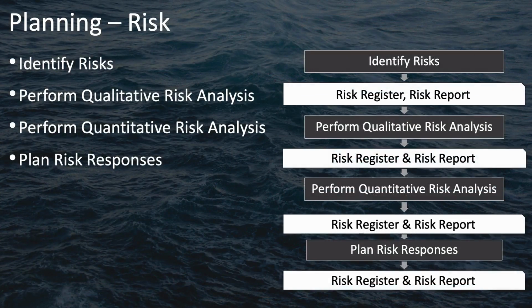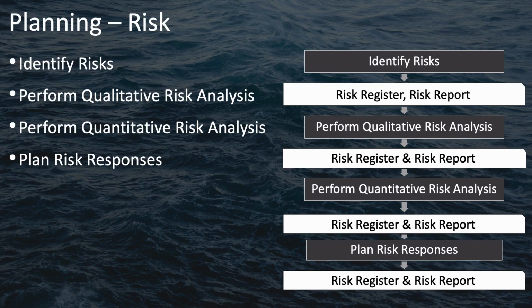Risk planning also includes several distinct processes. In addition to plan risk management, you have 4 more: identify risks, perform qualitative risk analysis, perform quantitative risk analysis, and plan risk responses. These start with identify risks. These risks are recorded in your risk register and analyzed and summarized in your risk report.